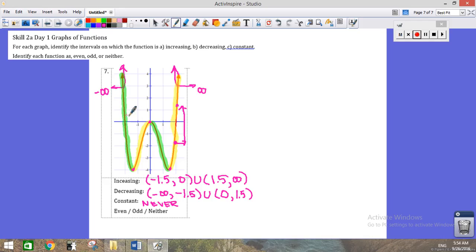And the left hand side does appear to be a mirror image of the right hand side, with the mirror being the y-axis, so it is an even function.